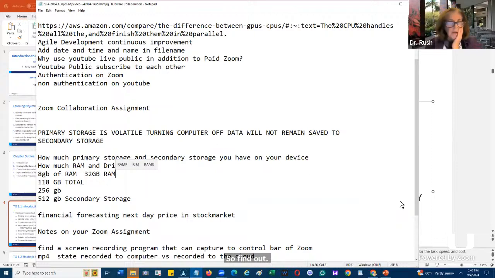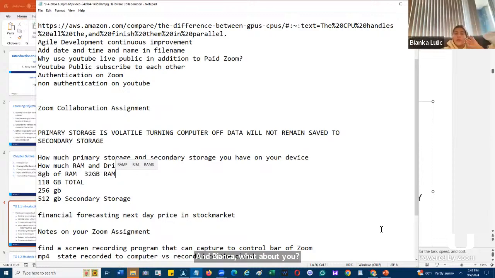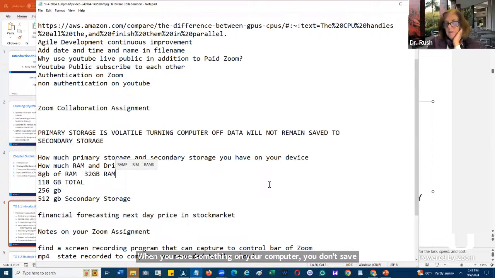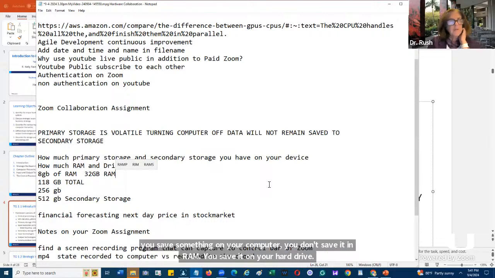And Bianca, what about you? I have a MacBook Air with 32 gigabytes. And how much hard drive space? Because that's important, because a lot of times you want to save something on your computer. When you save something on your computer, you don't save it in RAM, you save it on your hard drive, your secondary spot.